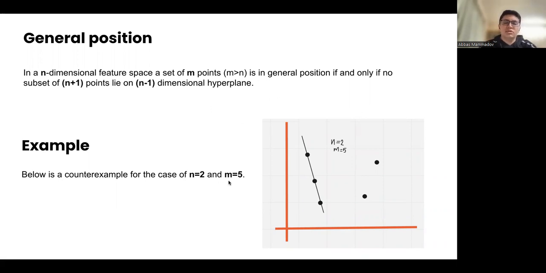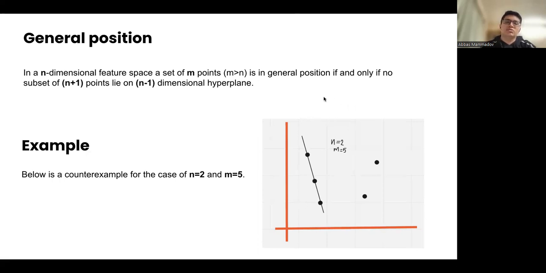Let's give an example, you will understand it better. Let's say we are wondering about the two-dimensional feature space, and we have 5 points there, ordered like this. We have 3 points collinear, in the same line, and 2 points separated from those points. In this case, they are not in general position because n is 2, and the general position requires that we don't have 3 points lying on a one-dimensional hyperplane, which means 3 points lying on a single line. But here we have 3 points on the same line. In other words, they are collinear. So we can't consider this case as general position.